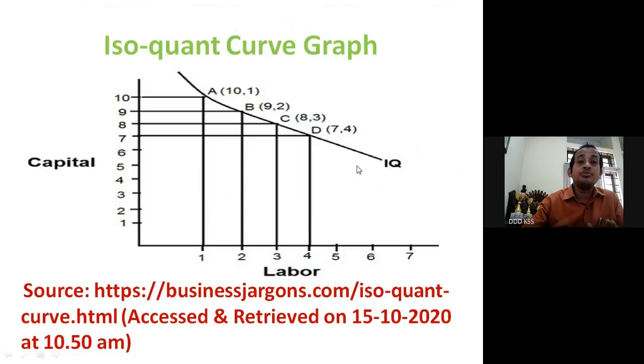So what was the last assumption? The shape of the isoquant curve depends on the substitutability of the factors of production. Here the factors of production are capital and labor. We have assumed the combinations like 10, 1, 9, 2, 8, 3. So the shape of the isoquant curve will depend on the substitutability of the factors of production. This was the last assumption.